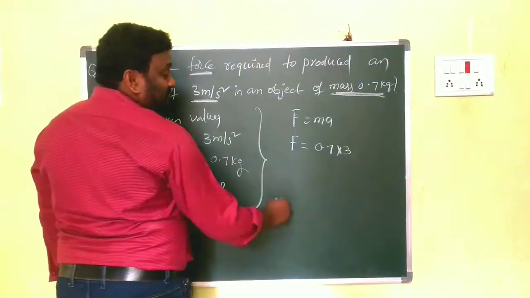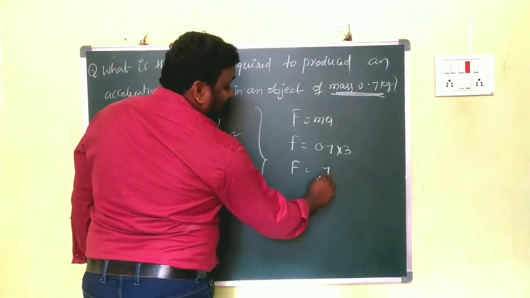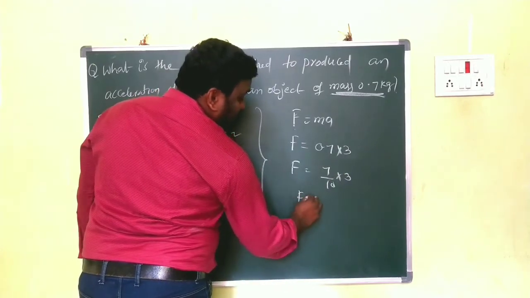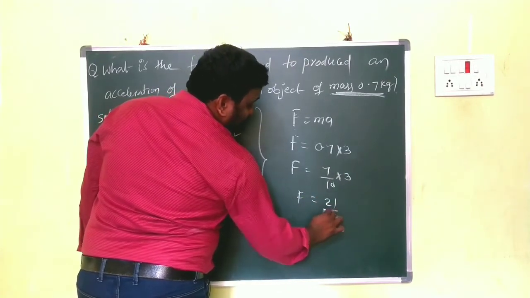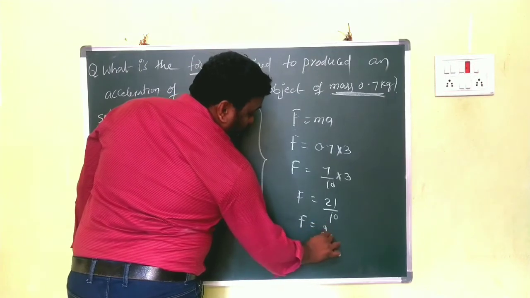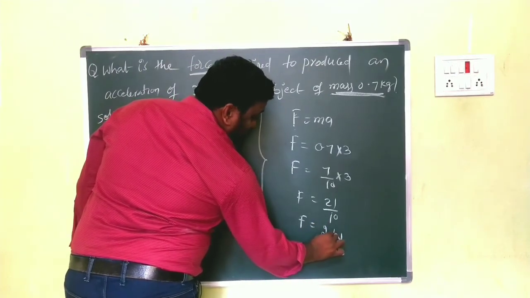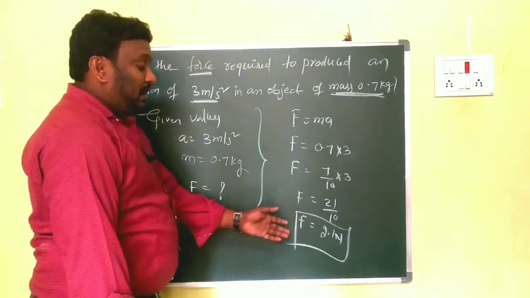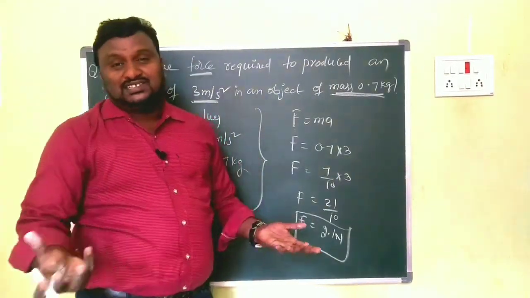So that means F is equal to, I am writing, 7 by 10 into 3. That means F is equal to 21 by 10. Then F is equal to 2.1 newtons. Very simple, children.